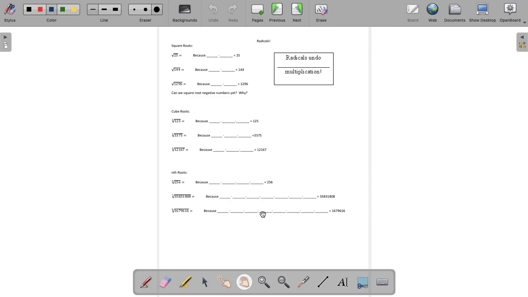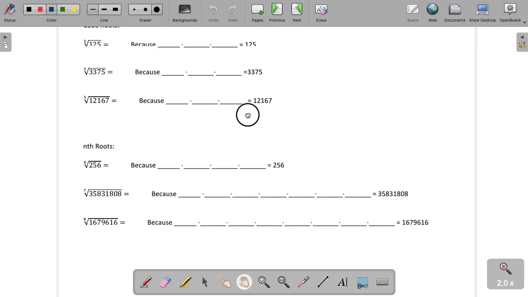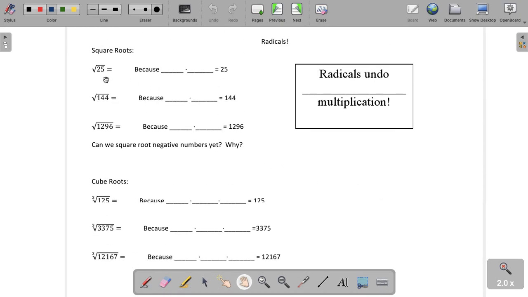Okay. Next thing is called radicals. Radicals are roots. Okay, and we haven't had really a chance to talk about radicals yet this year, but a radical is a root. So for instance, the square root of 25.